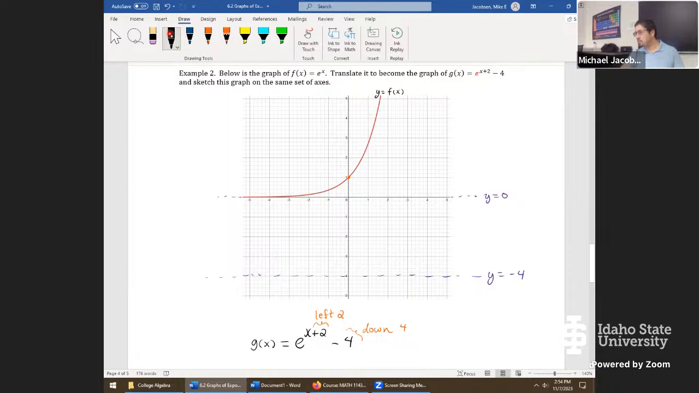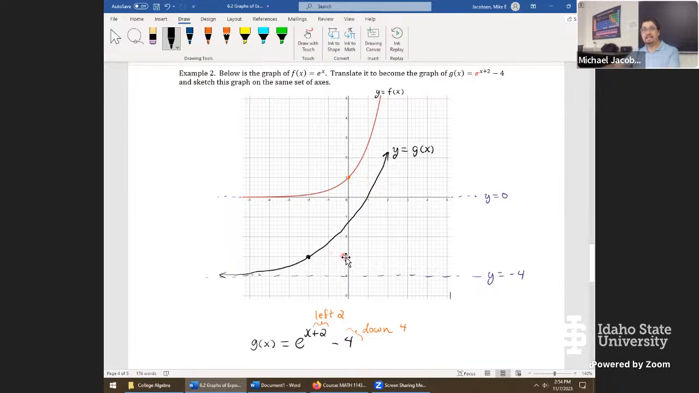So here's 1, 2, 3, 4, 1, 2. That's a new location of our curve. Then the rest of the graph should look about the same as the one in red. Trying to draw it with the exact same shape is a little bit easier on the software, because when you drag the curve around, it drags with that exact same shape. But that's a new location of y equals g of x.